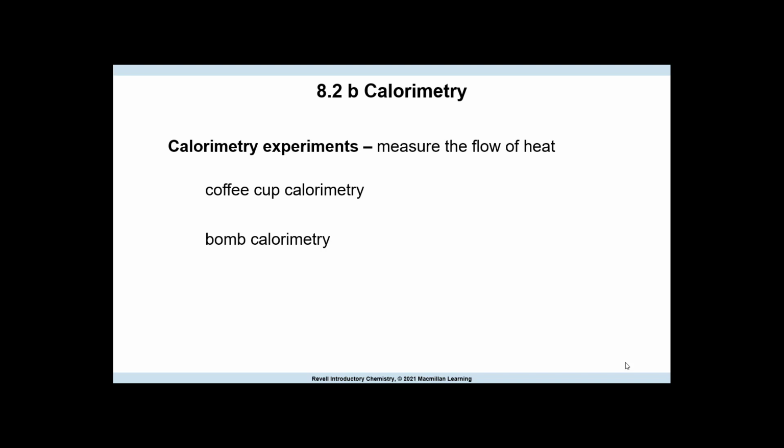When I mean constant volume, the volume of the solution doesn't change, whereas in the other one, the pressure doesn't change.